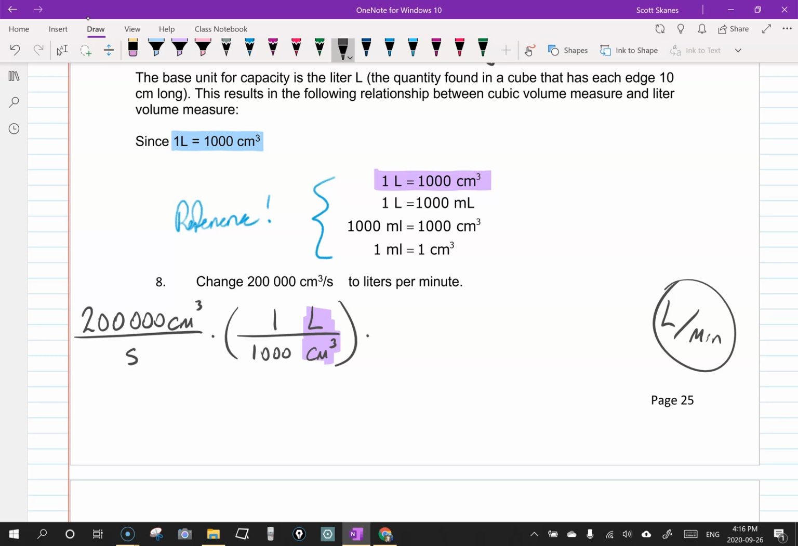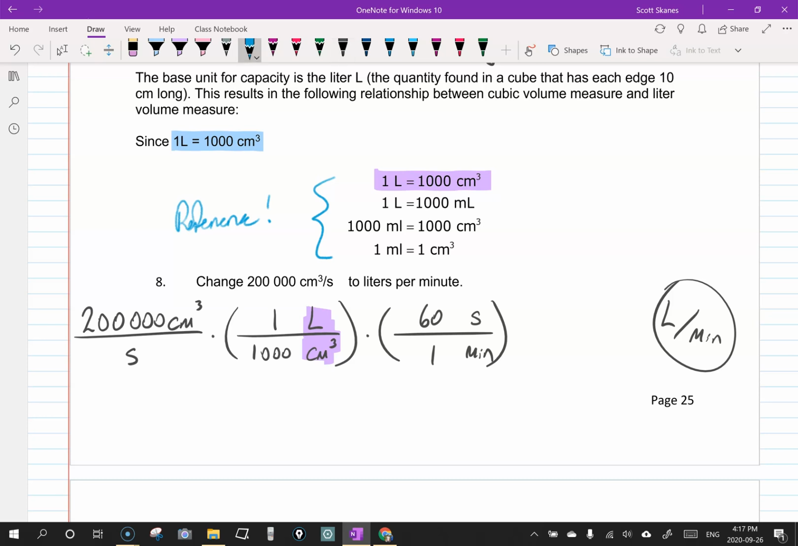That'll cancel. And now we want to change our seconds on the bottom to minutes on the bottom. So I put my seconds on top and minutes on the bottom. And then how many seconds are in a minute? Well, there's 60 seconds in 1 minute. That's how I do these.